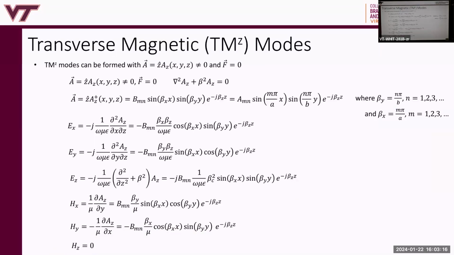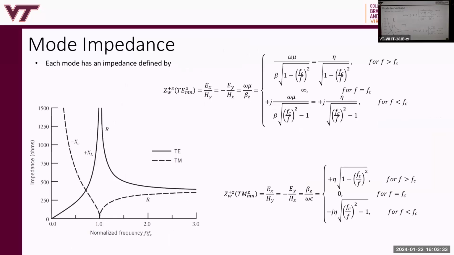And we have transverse magnetic modes. We derived these assuming that we have only a z component of A and no F, and we take the curl of A to get B. So the magnetic field then is orthogonal to Z, and that gives you transverse magnetic to Z modes, and we can find E from H using Maxwell's equations. All right? We looked at the modal impedance.